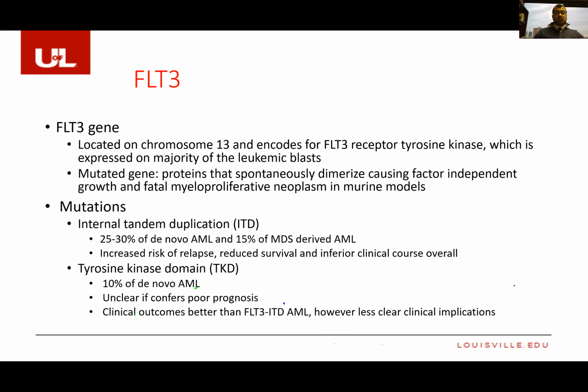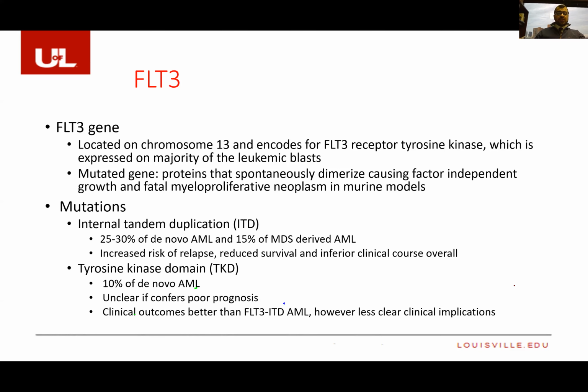It can be ITD, internal tandem duplication, and that one is present in 25 to 30% of de novo AML, and it's present in 15% of MDS-derived AML. And we know that it has a poor prognostic value, and it increases the risk of relapse and reduces survival. The FLT3 TKD, tyrosine kinase domain mutation, is less common and unclear if it confers any poor prognosis.